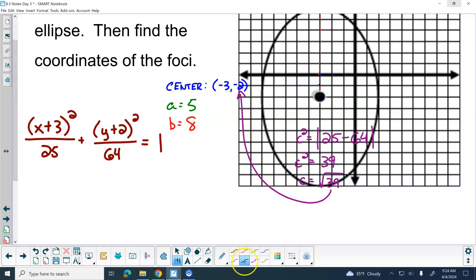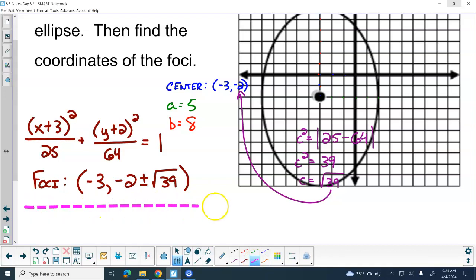So my foci would be at -3, -2 plus and minus the square root of 39. We'll go trapezoid. Agreed? Questions, comments, concerns, clarifications?